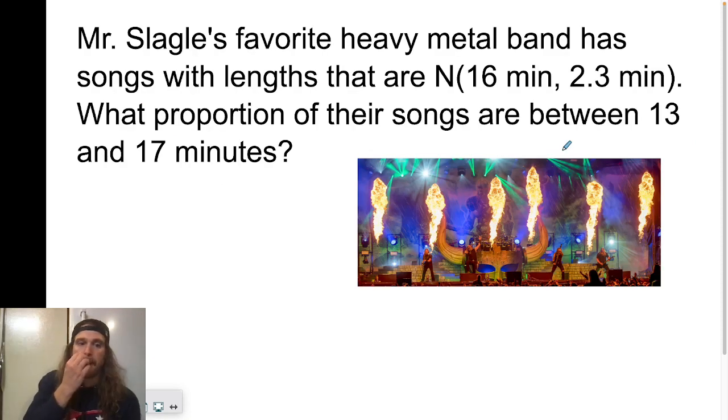Okay. All right, let's do some heavy metal distributions. I'm going to do this one the hard way and the easy way as well. The easy way, very simple. My favorite heavy metal band has songs with lengths that are normally distributed with a mean of 16 minutes and a standard deviation of 2.3 minutes. So this band, what proportion of their songs are between 13 and 17 minutes long?